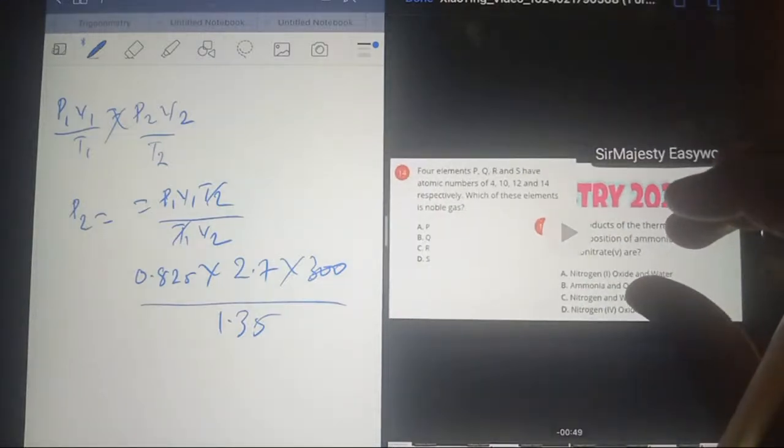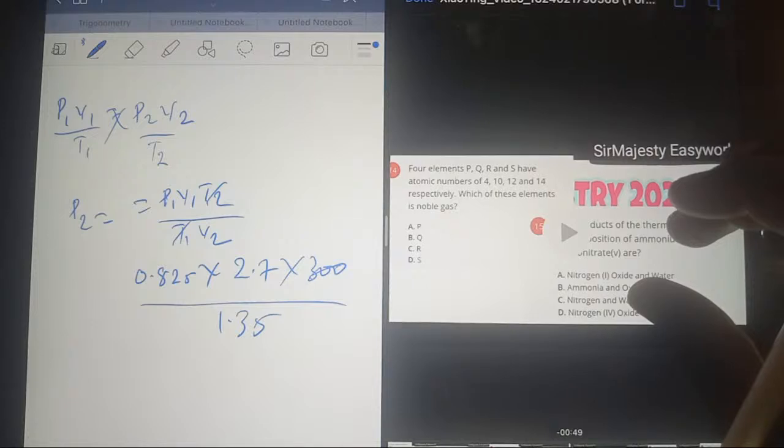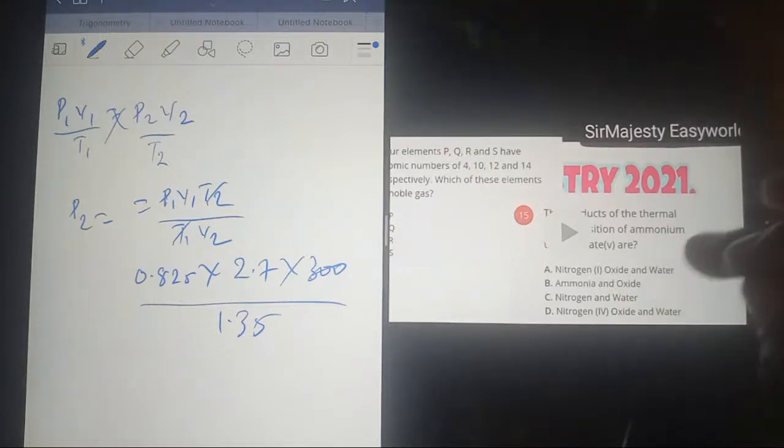Okay, we have 14. Four elements P, Q, R, and S have atomic numbers 4, 10, 12, and 14 respectively. Which of these elements is a noble gas? Imagine that. They said atomic numbers. So it is that of Q, of course, because that should be neon. Please, the answer is Q, which is B, because neon is 10. 12 is magnesium. 14 is silicon, of course. Then 4 is your beryllium. So the next question says, that's 15.